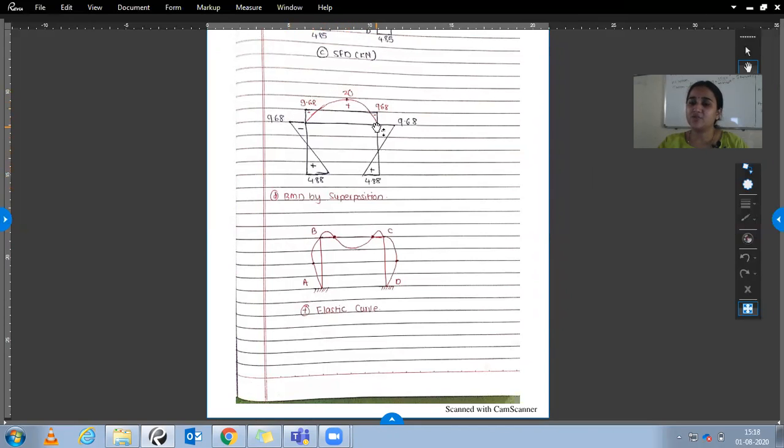Moving on to the bending moment diagram of the beam, there is a UDL, so we'll calculate the maximum bending moment as WL square by 8. So 20 is the value of the bending moment because of the externally applied load, and 9.68 is the value because of the final moments. So this is the bending moment diagram by the principle of superposition.